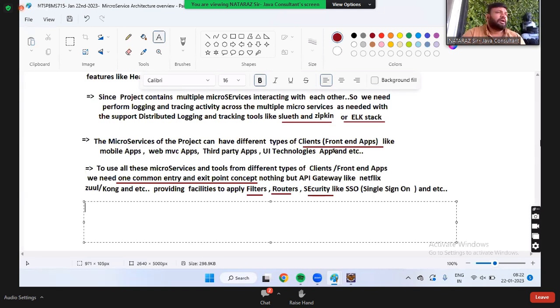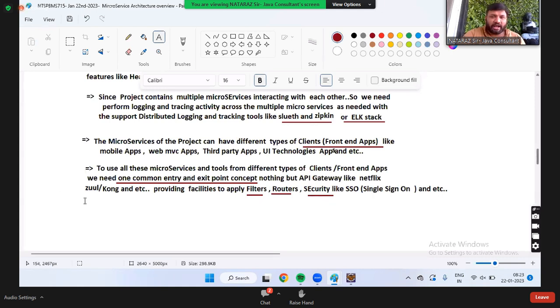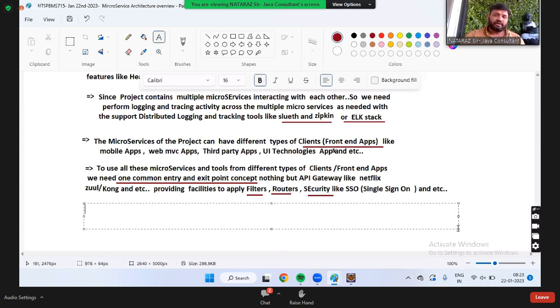Now, if you have one microservice, API gateway is not required. You have 20 microservices talking with each other, right? In that case, is it better to remember 20 URLs or a single URL? Single URL. And that single base URL comes because of what? API gateway. I hope you are understanding.